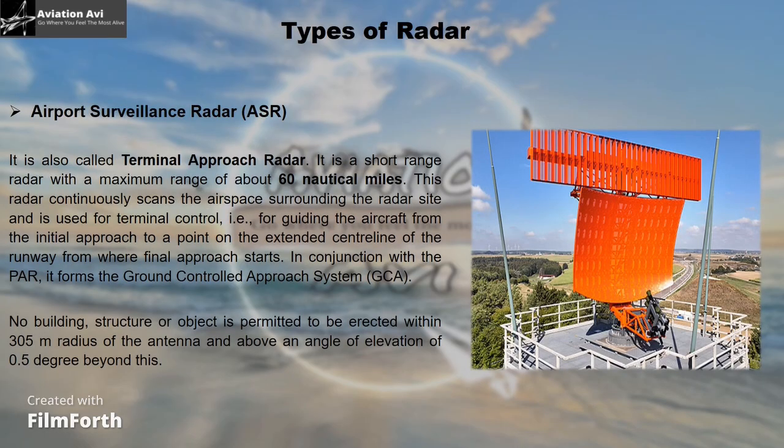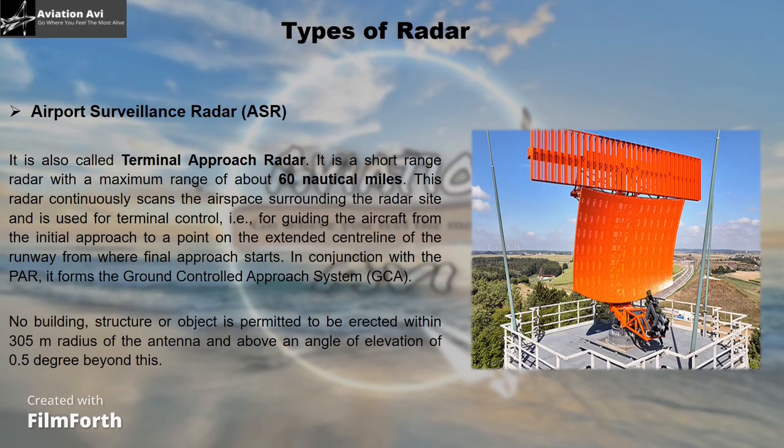We have seen the aircraft on ground using surface movement radar, the aircraft on approach using the precision approach radar. Now let us look at Airport Surveillance Radar or the ASR. It is also called the Terminal Approach Radar. It is a short-range radar with a maximum range of about 60 nautical miles. This radar continuously scans the airspace around the radar site and is used for terminal control. Terminal control means it is used for guiding the aircraft from initial approach point on the extended centerline of the runway to the final approach point.